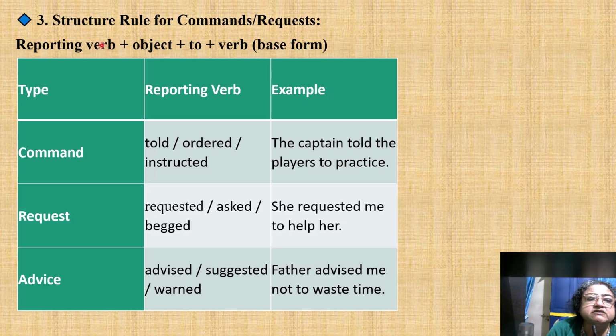So what will be the structure of the sentence? Reporting means indirect speech. The reporting verb, whatever it may be according to the subject matter, means what type of sentence: command, request or advice. Then an object will be there. So players is the object, me is the object here. Then to is used in these examples. Then the verb, the base form: here practice, here help, here waste.